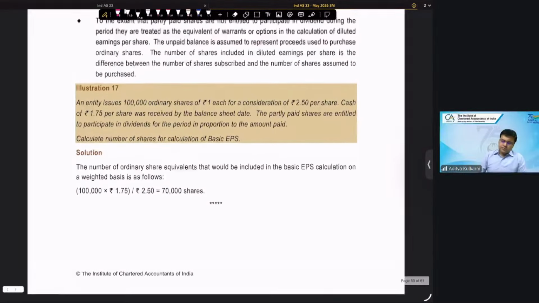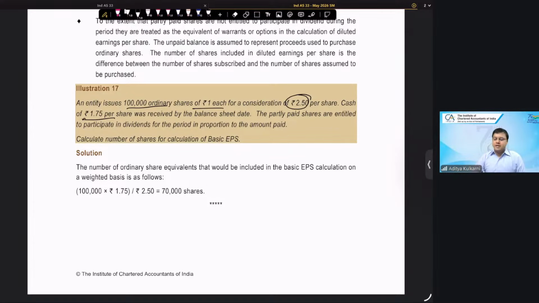Now, sometimes you may have shares which are not fully paid. You may have shares which are partly paid. So in the event of partly paid shares, what are you supposed to do? We can just understand from this example. An entity issues 1 lakh ordinary shares of rupee 1 each for a consideration of 2.5 per share, but you have received only 1.75 per share.